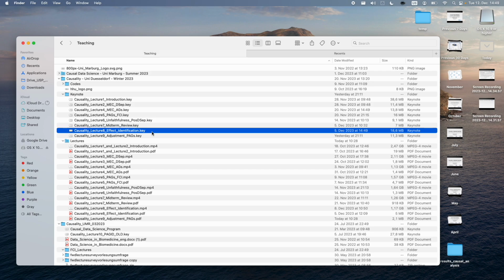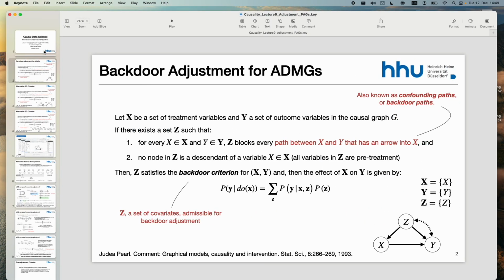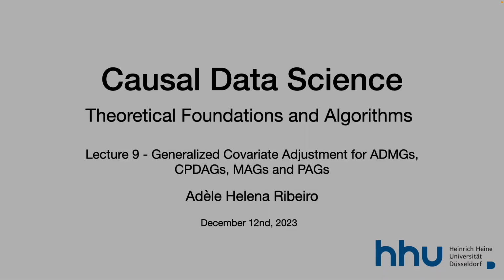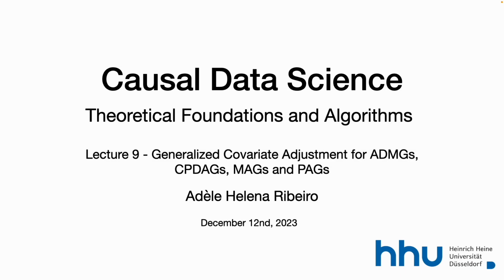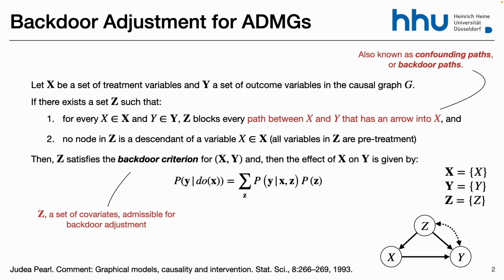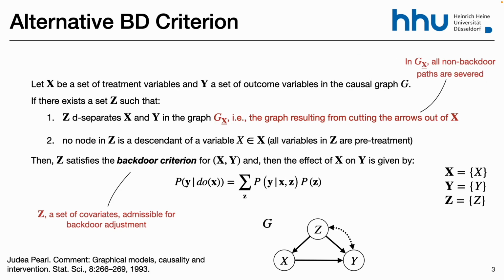Part of the lecture today is also reviewing the backdoor, so I'm going to skip this. Last lecture we saw the backdoor adjustment. But I want to also tell you an alternative version of the backdoor adjustment because it's useful for when X is a set of variables instead of a singleton set.